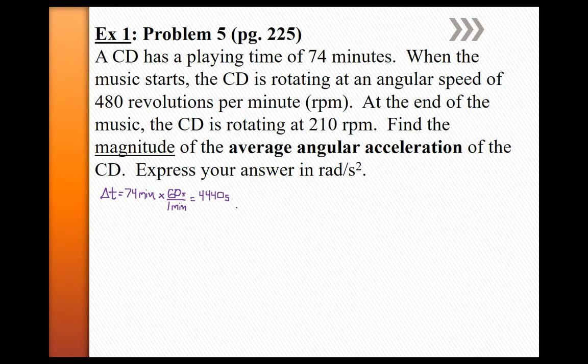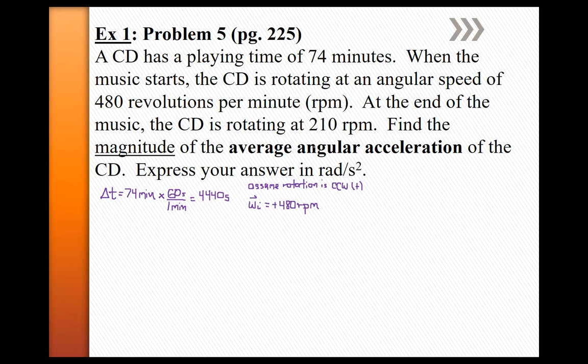It says when the music starts, the CD is rotating at an angular speed of 480 revolutions per minute. Okay, we're going to assume we're rotating in the positive direction. So let's say assume rotation is counterclockwise. It doesn't really talk about what direction we're dealing with. Okay, so it says initially, so that'd be your omega I. So your omega I would be, we're assuming we're going in a counterclockwise direction, so that'd be positive 480 revolutions per minute. If you ever see the abbreviation RPM, RPM is an abbreviation for revolutions per minute. So we have 480 RPM.